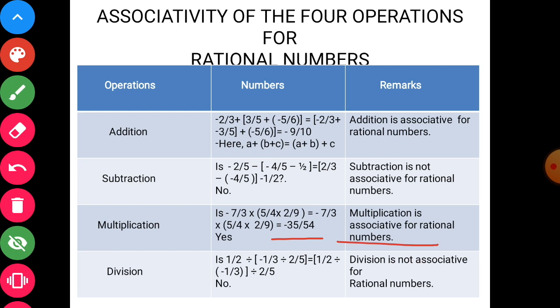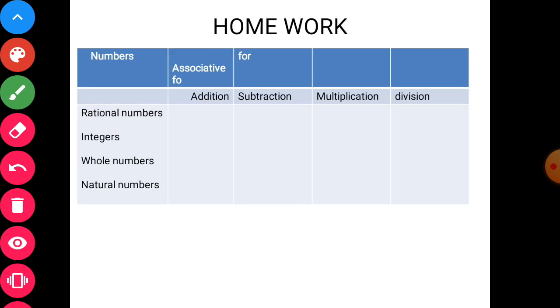Next, division. In case of division we do not get LHS equal to RHS. So division is not associative for rational numbers. And here I have given you a homework table. You have to complete this. Similar to closure property and commutative property, you have to fill up the blanks here. For all rational numbers, integers, whole numbers and natural numbers also you have to try and write.